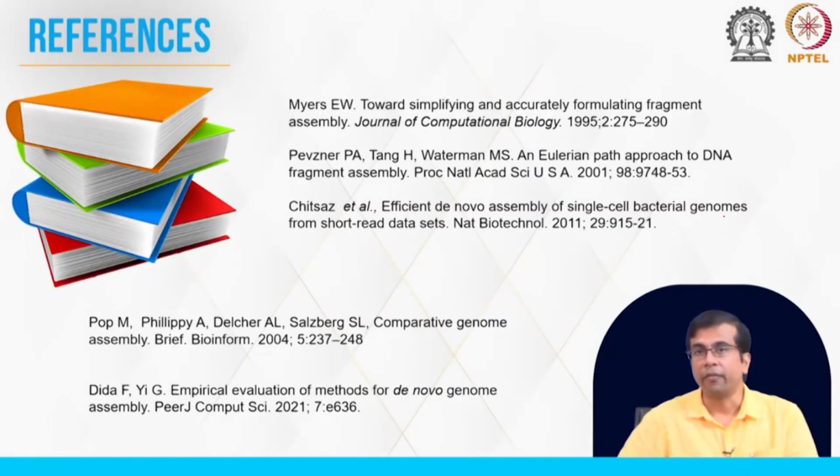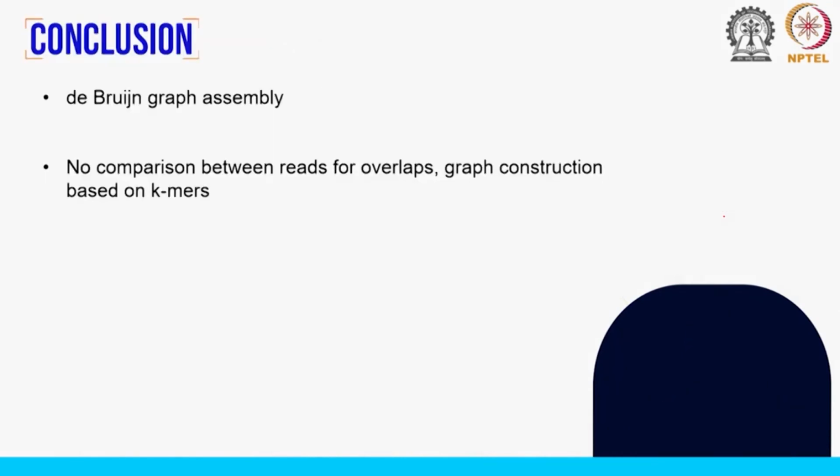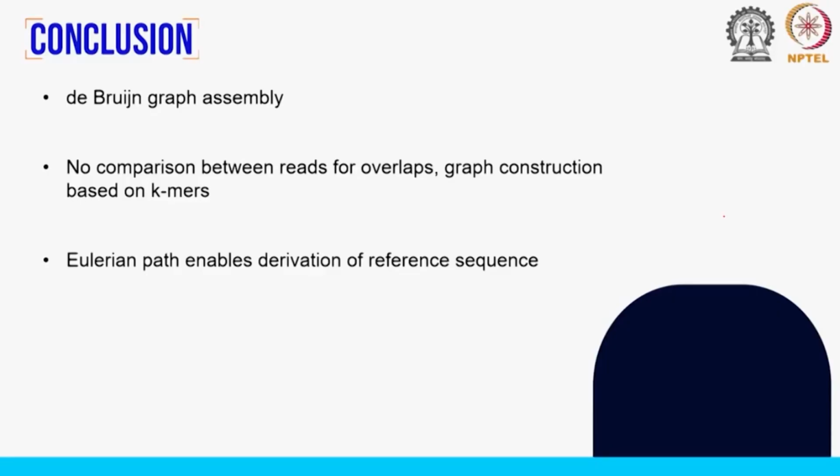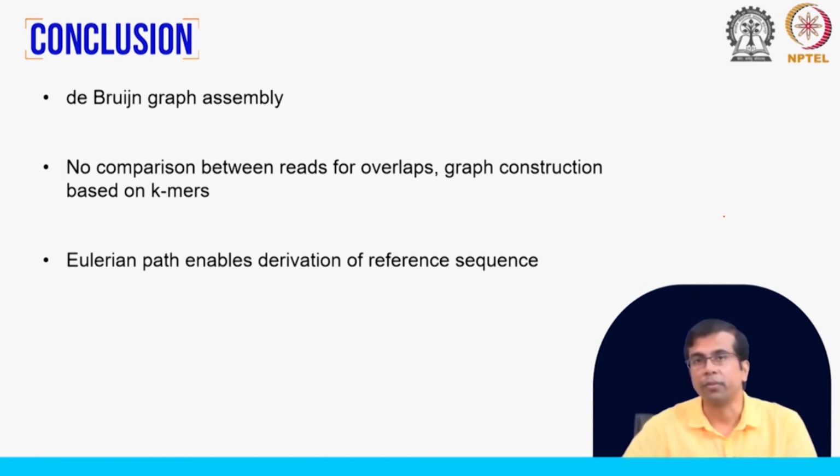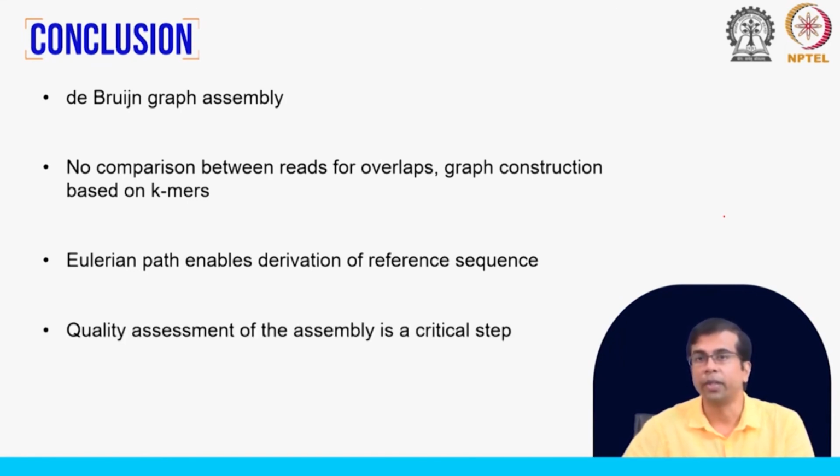Okay, so here are the references for this class, and to summarize, we have extensively discussed de Bruijn graph assembly. We have seen that it does not require any comparison for overlaps. It builds this overlap graph or multigraph using the k-1 mers in the data, and then we can identify whether there is an Eulerian path, and this enables derivation of the reference sequence. We also talked about exceptions, the different scenarios where we cannot find an Eulerian path, or where there could be multiple Eulerian paths.